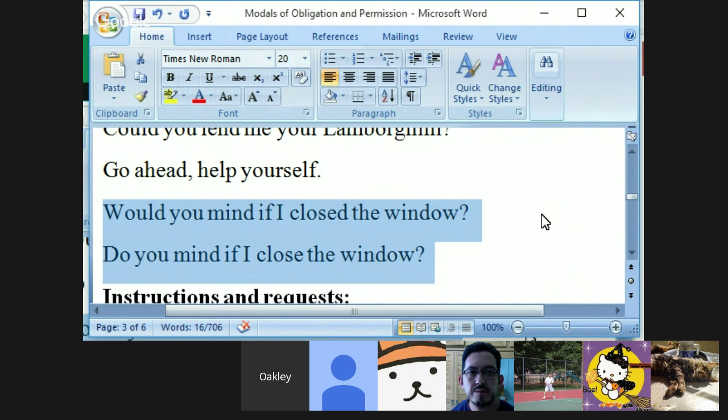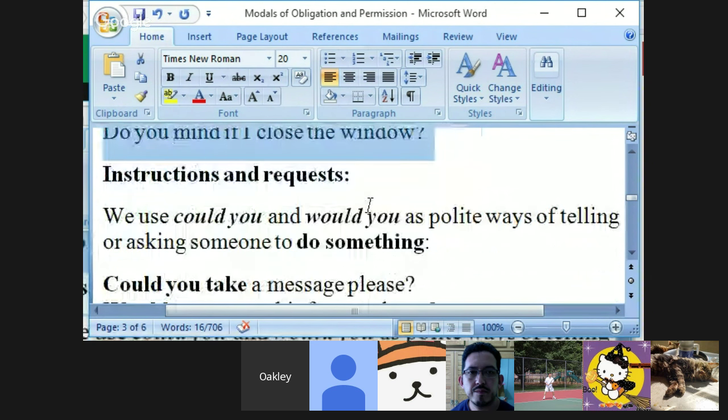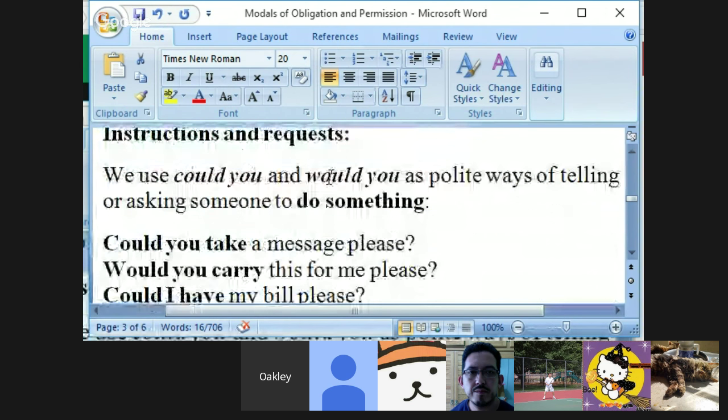These are almost interchangeable. I would consider "would you mind" as being slightly more formal. But "do you mind if I close the window" is fine. Either one, your pick, whichever you like. And yes, that's another way of asking indirectly.